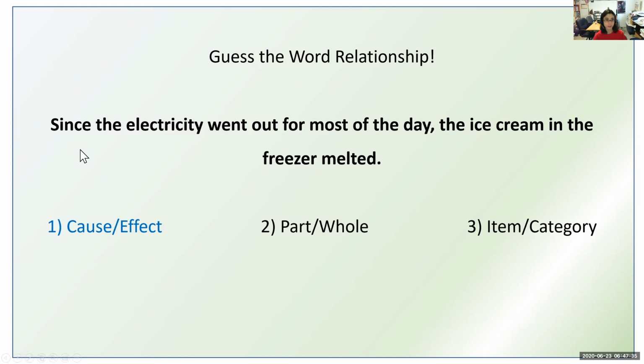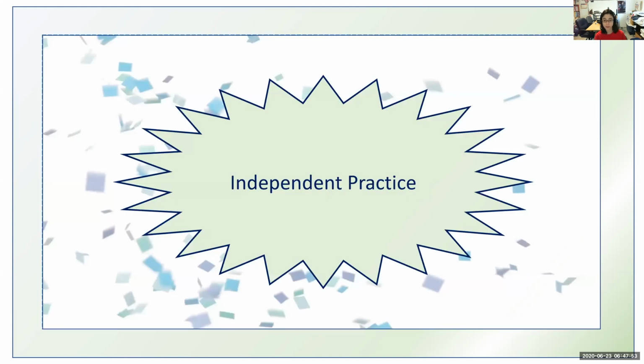So here we have since. Since the electricity went out for most of the day, so that's our cause. Then our effect from that cause is the ice cream in the freezer melted. So because the electricity went out, our cause, the ice cream melted. That's our effect. Okay, so now I'm going to let you try some of these on your own.